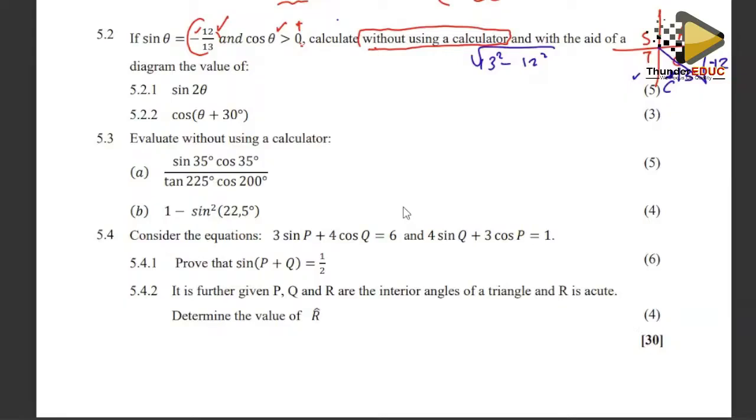They want us to find the sine 2 theta. So this is the same as 2 sine of theta, cos of theta. Let's now substitute. So it's going to be 2 times the sine is negative 12 over 13. The cos is 5 over 13. So this is a 10. So it's a negative 120 over 169. That is what I'm getting as my answer for 5.2.1.